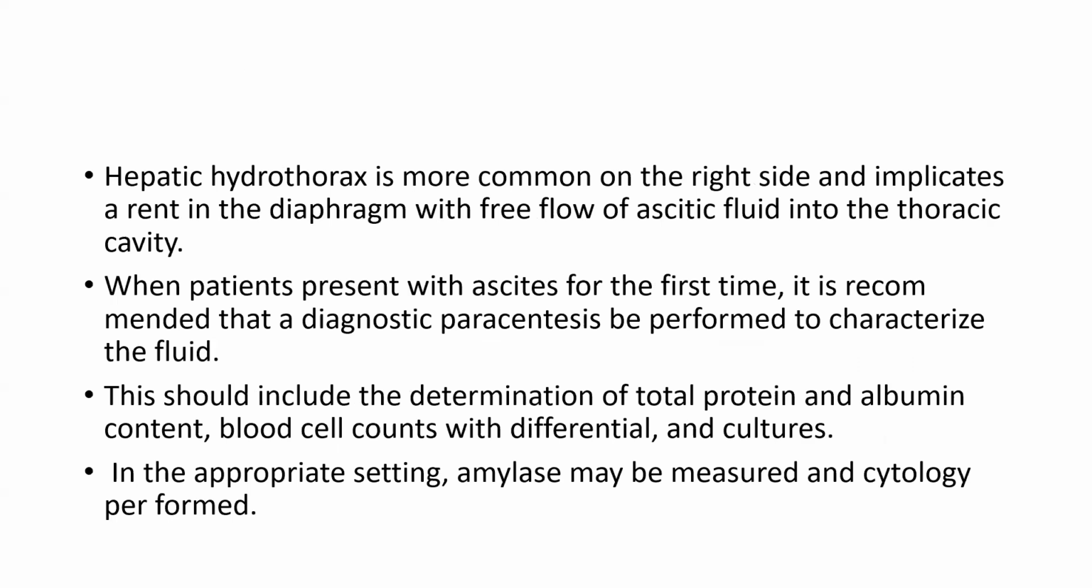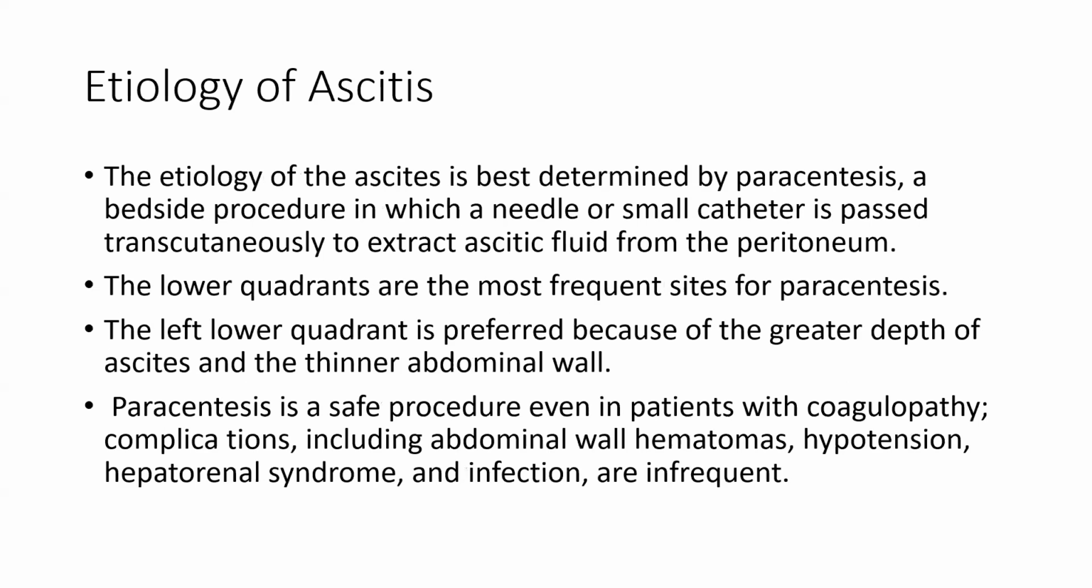When a patient presents with ascites for the first time, it is very important to know the cause of the ascites. If we don't know the cause, then the ascites will keep on happening. So how do we determine this cause? For that we need to send some investigations like total protein, albumin, blood cell count, differential and culture. Sometimes we can test other investigations like amylase, and if we are suspecting malignancy, then cytology. It's very important to know the etiology of the ascites. For that, paracentesis is the option.